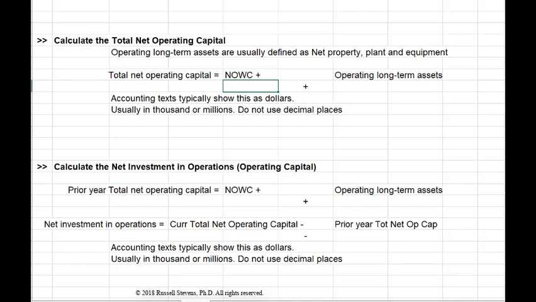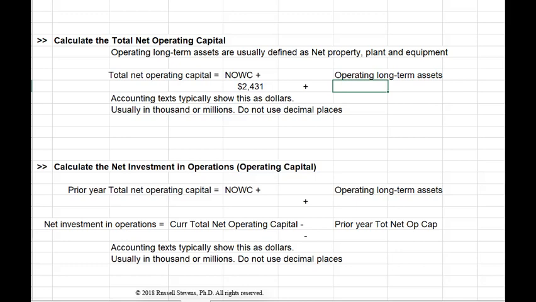The next metric is the total net operating capital. The first number to put in is the answer to the prior problem, $2,431,000 without the trailing zeros. As the note above the actual calculation indicates, usually operating long-term assets are the net plant and equipment.